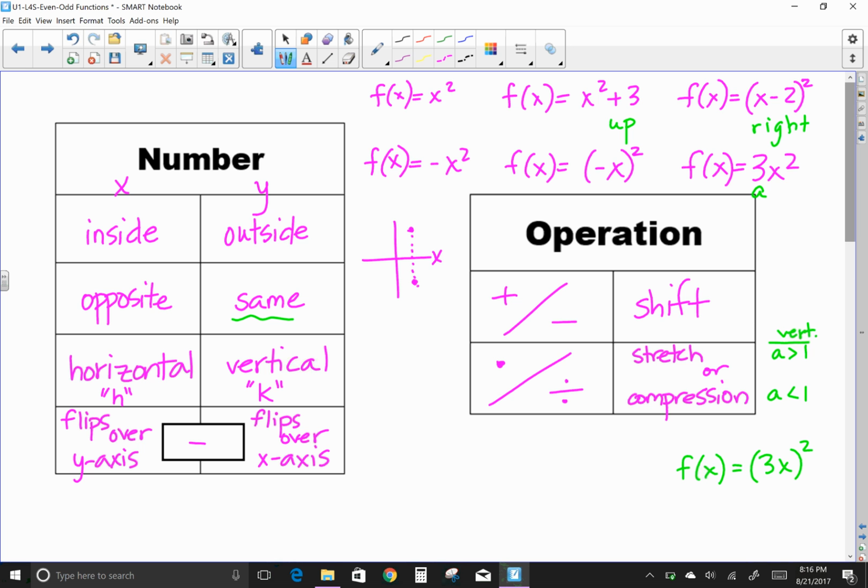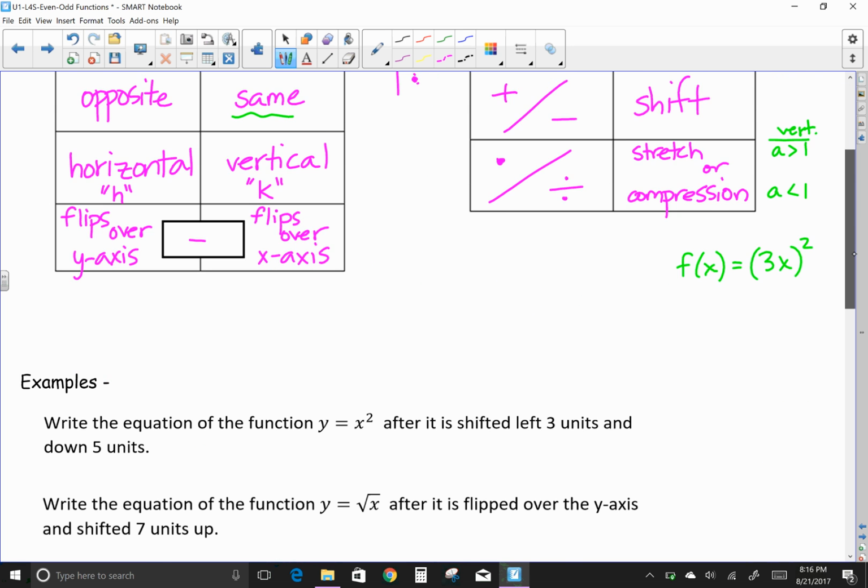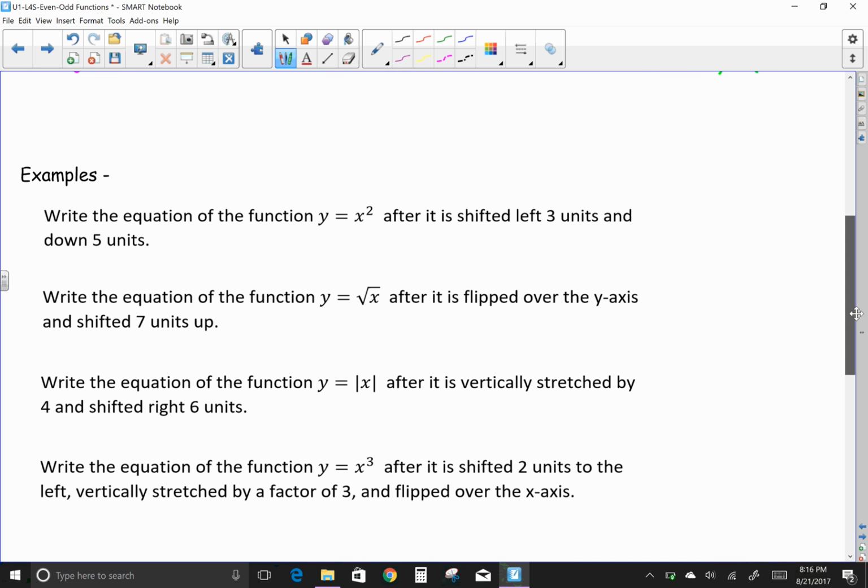Okay, so if you're good to go, you can go. But if you want to, I did a few examples that you're going to see later on as we finish up this unit, half of the unit anyway. So I just wanted to do a few so that if you wanted some help, you could listen to them.